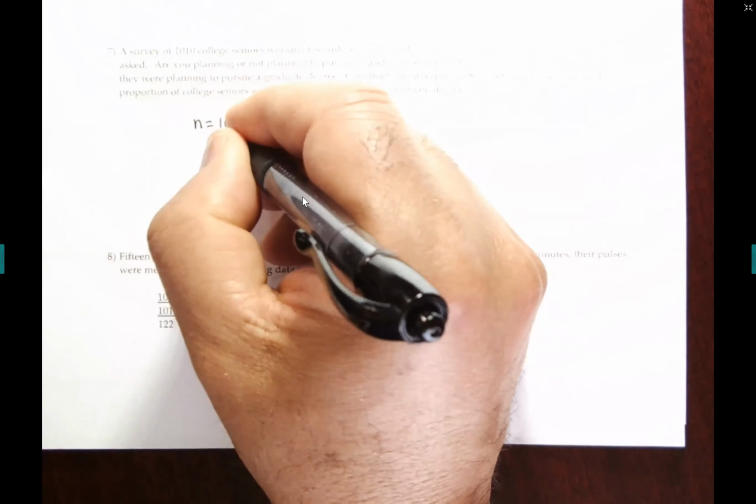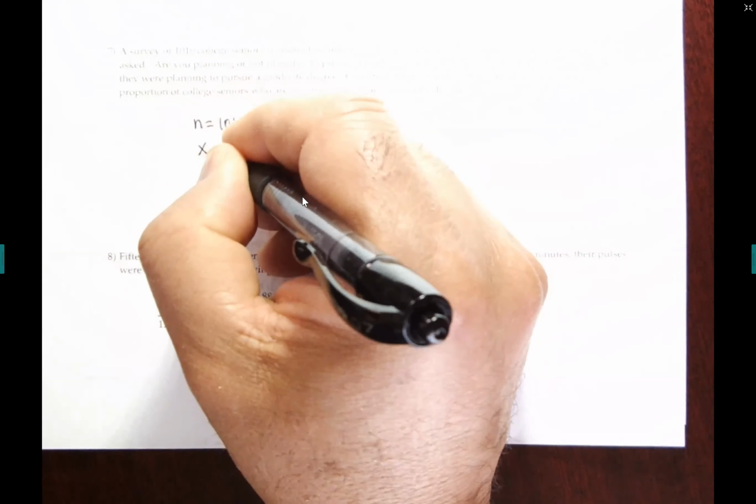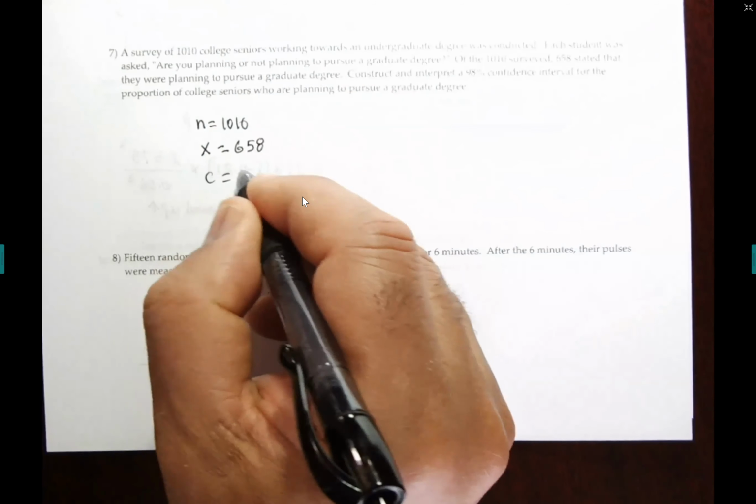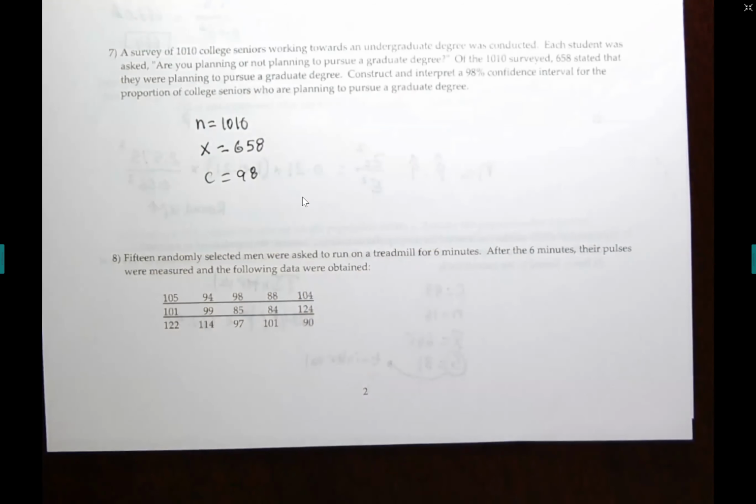Okay. So n, guys, is 1,010. x is 658. And the confidence level is 98%. Can a student tell me what's the name of the interval that we're going to pursue now? I'm sure you should know by now.